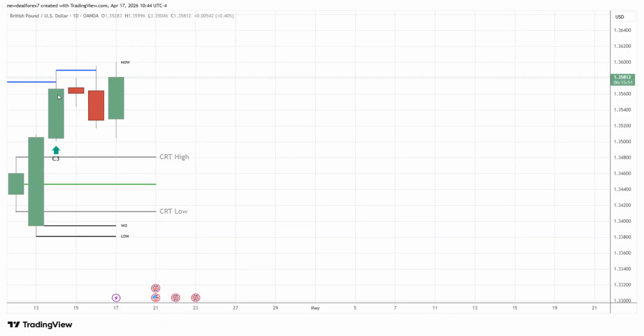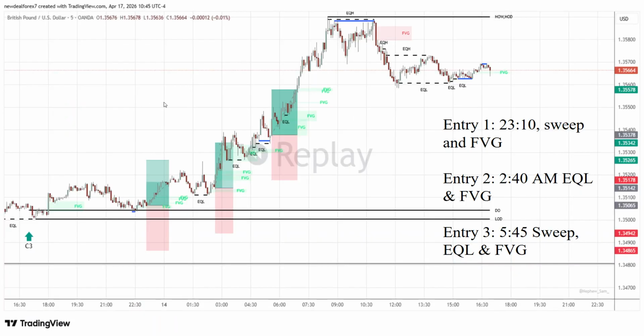Okay, so this is Tuesday, candle 3. The rest of the week is just pretty much consolidated. So this is Tuesday's price action. Candle 1, the entry was at 23.10. It had a sweep, which was noted by this blue line, and also a fair value gap. So that was good. Those two confluences worked together.